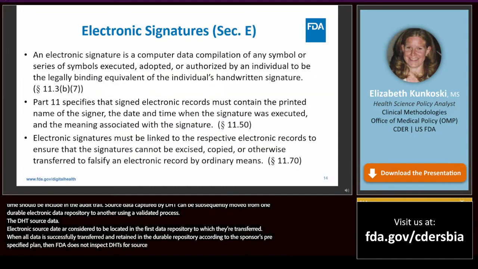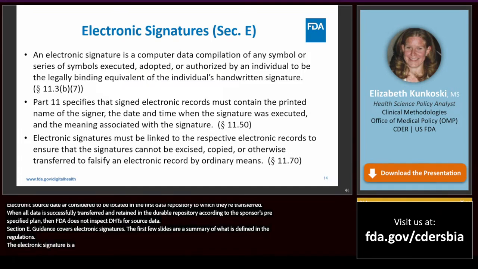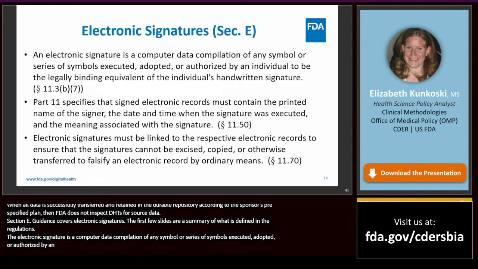Section E of the guidance covers electronic signatures. The first few slides are a summary of what is defined in the regulations. An electronic signature is a computer data compilation of any symbol or series of symbols executed, adopted, or authorized by an individual to be the legally binding equivalent of an individual's handwritten signature.